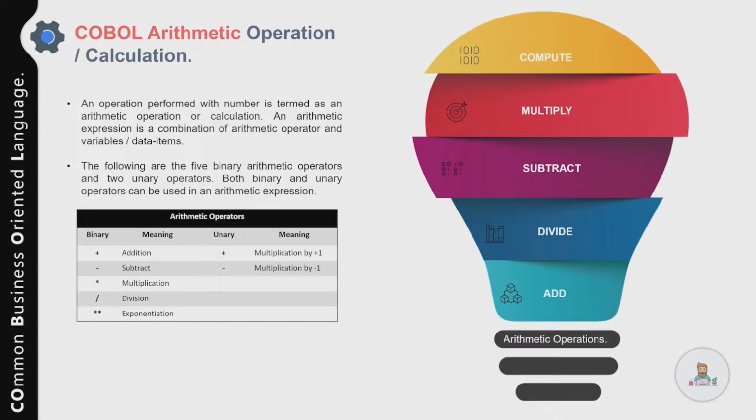So first binary operator is plus, which is used for addition. After that you have minus, which is used for subtraction. After that, you have asterisk, which is used for multiplication. Thereafter, you have forward slash, which is used for division. After that, you have two asterisks, which is used for exponentiation. And the first unary operator is plus, which means multiplication by plus 1. And the next one is minus, which means multiplication by minus 1.